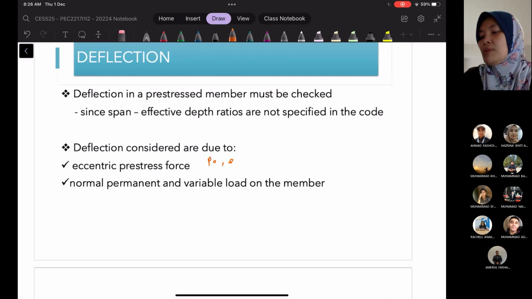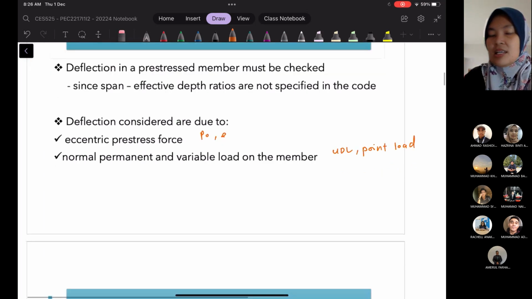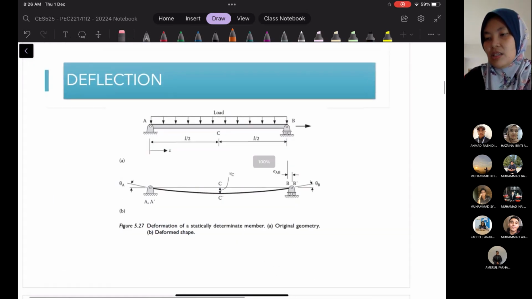Then we have the normal, permanent and variable load on the member. This is basically our UDL, the load on top of our beam. Sometimes we have UDL, and at times we are also going to have point loads. These are the loadings that we are going to consider in order to calculate the deflection.